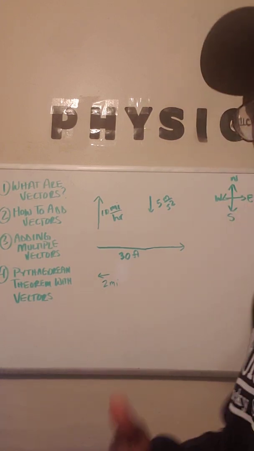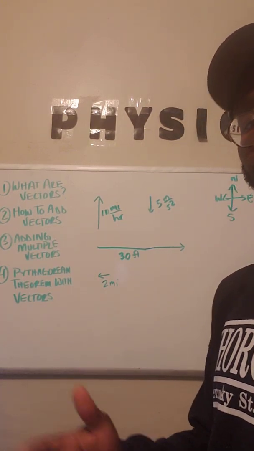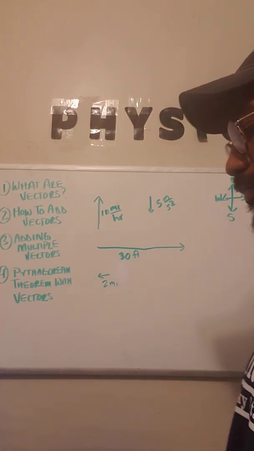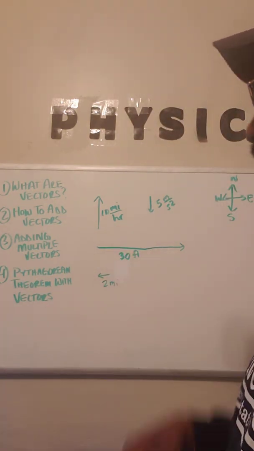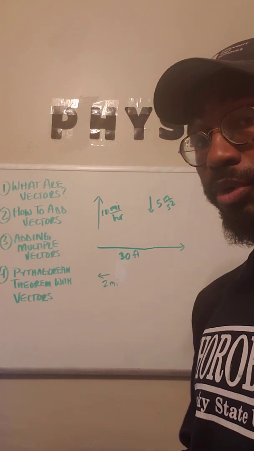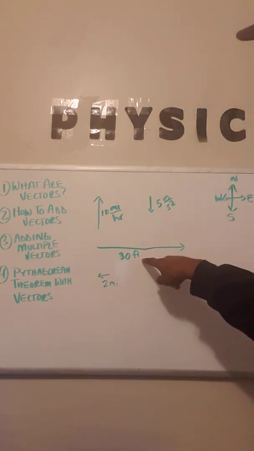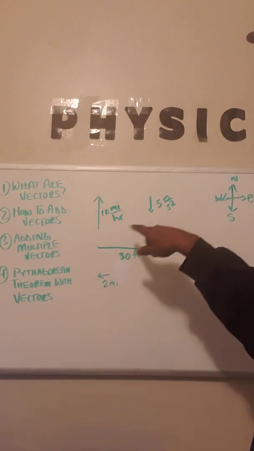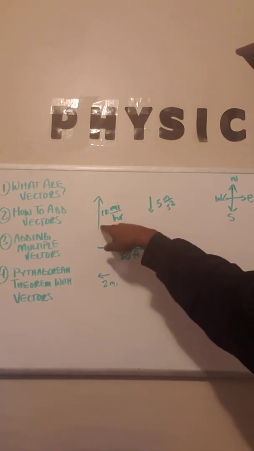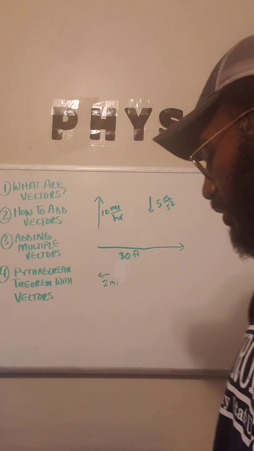So the length of your vector should match up with the magnitude, okay? And in my class, I'm not too strict about it. You don't have to be precise, but you could use a ruler or graph paper to make sure that this vector was exactly 3 times the length of this vector. This vector should be half the length of this one.